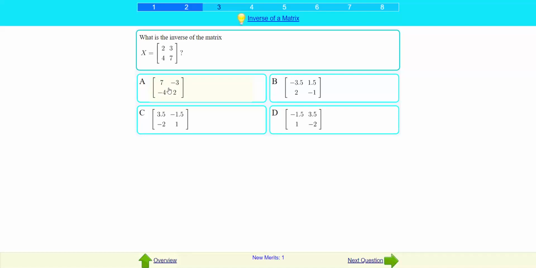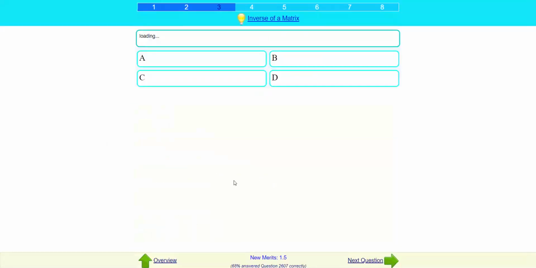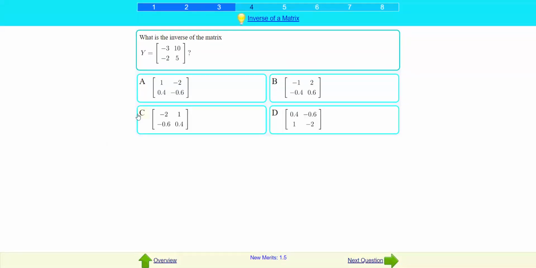That's 3.5. It's 1.5. This is 1. This is 2. Oops, it has to be C. Alright, so what's the inverse of this function? I think I should write it down so that I wouldn't confuse the determinants again.